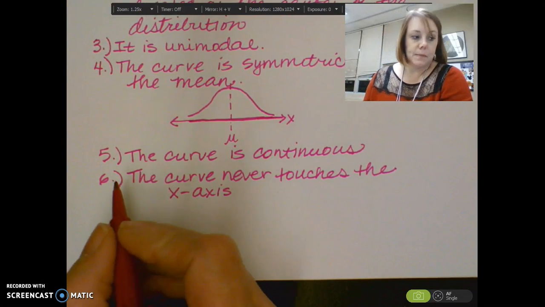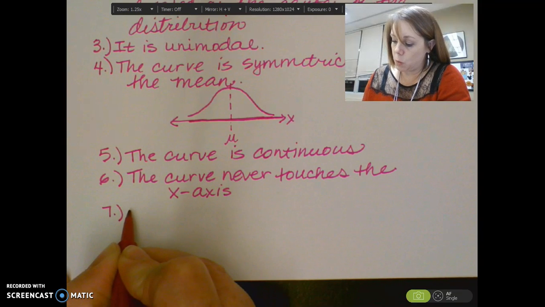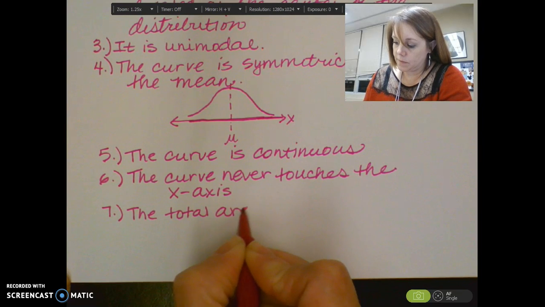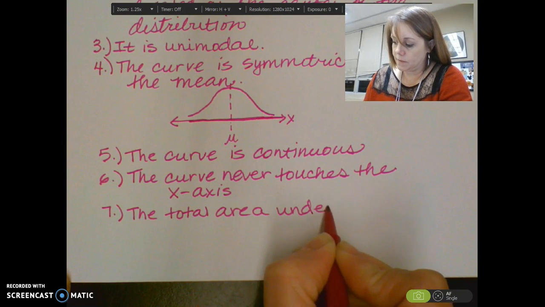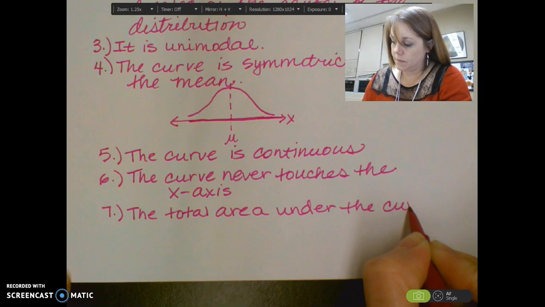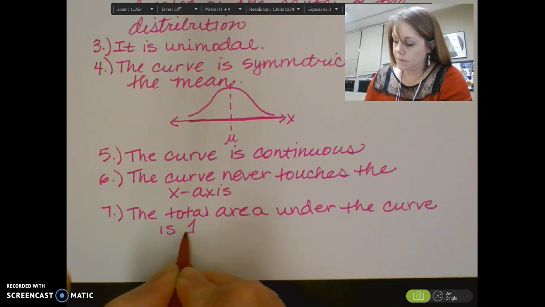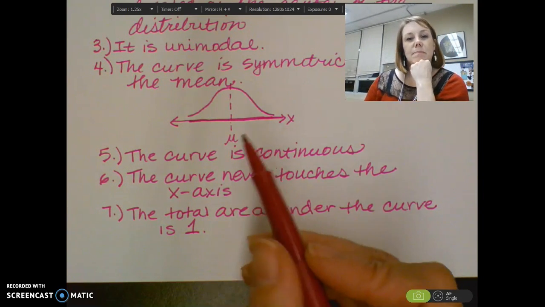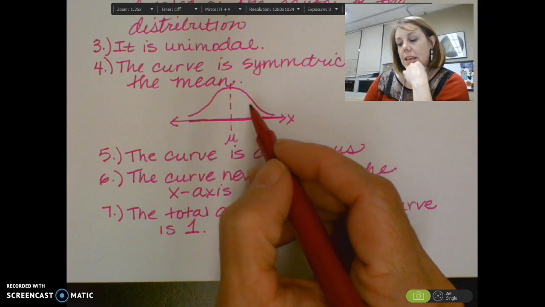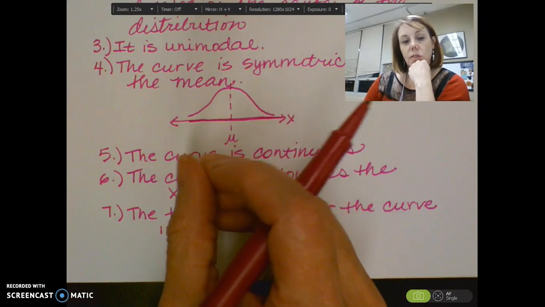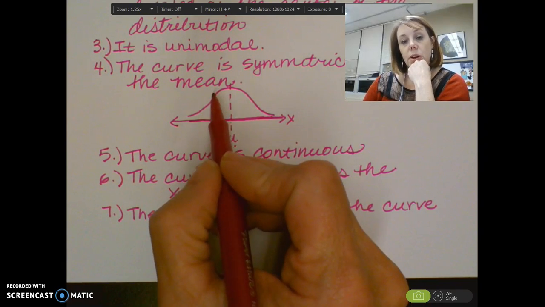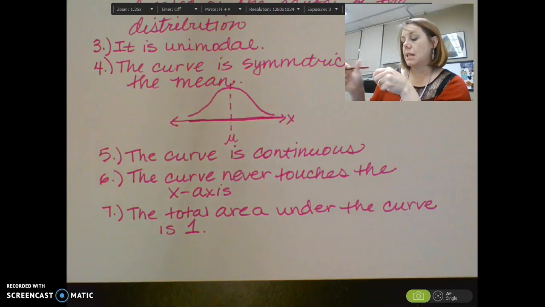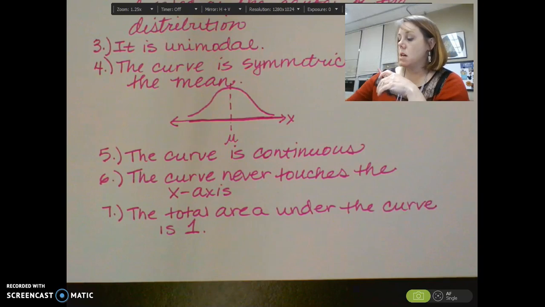All right, 7. The total area under the curve is 1. Meaning, if I were to chop this apart into smaller sections and find the area of each one and add them together, the area should be 1. Now, trying to cut that apart into smaller sections and finding the areas of those sections gets to be a little difficult, and that's where some calculus comes into play.